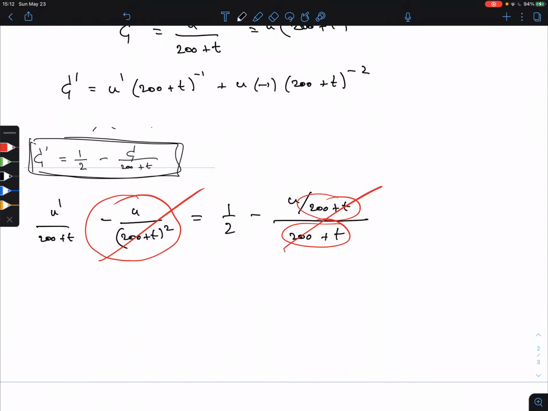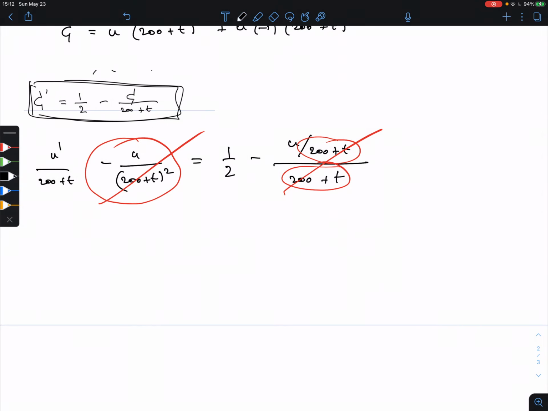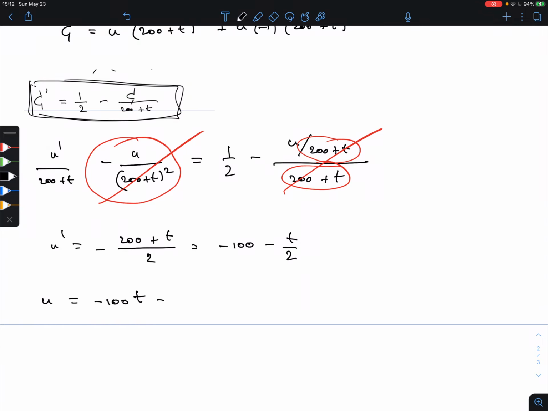Sorry, I'm going to try to do this quickly. So u prime is, bring this to the other side, 200 plus t over 2 with a minus sign. So this is perhaps minus 100 minus t over 2. And so u is equal to minus 100 t minus t squared over 4, right? Divide by 2, but I have already the 2 in the denominator here. Did I bring the 2 to the right side? I hope I did the right thing. Yeah, I think I did right.